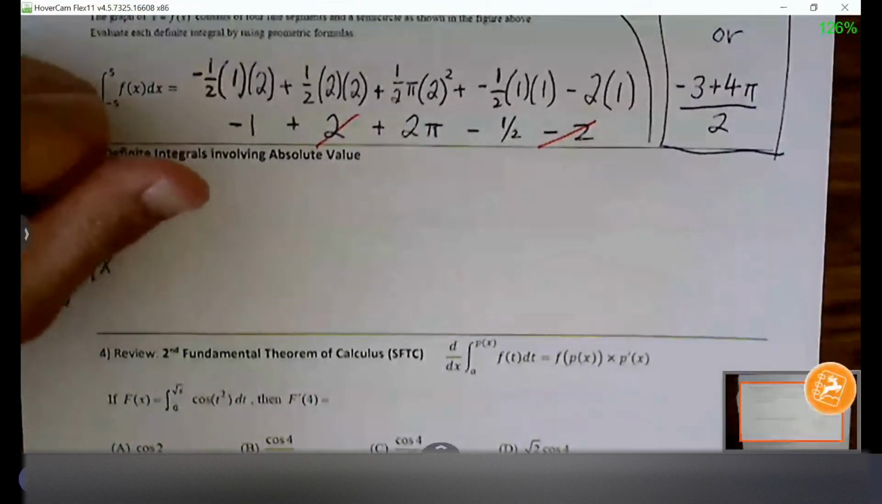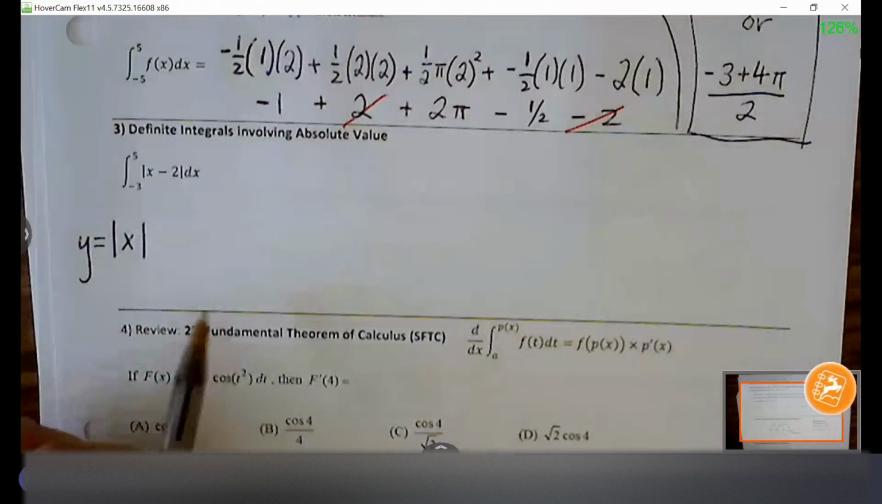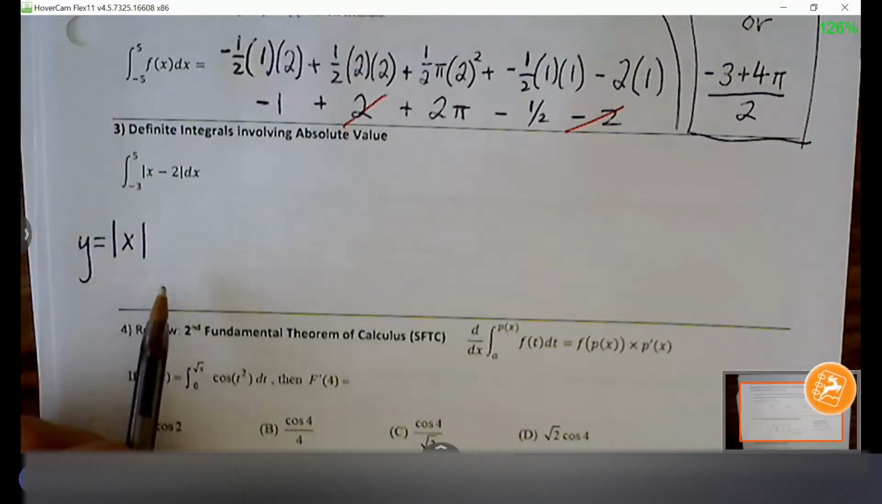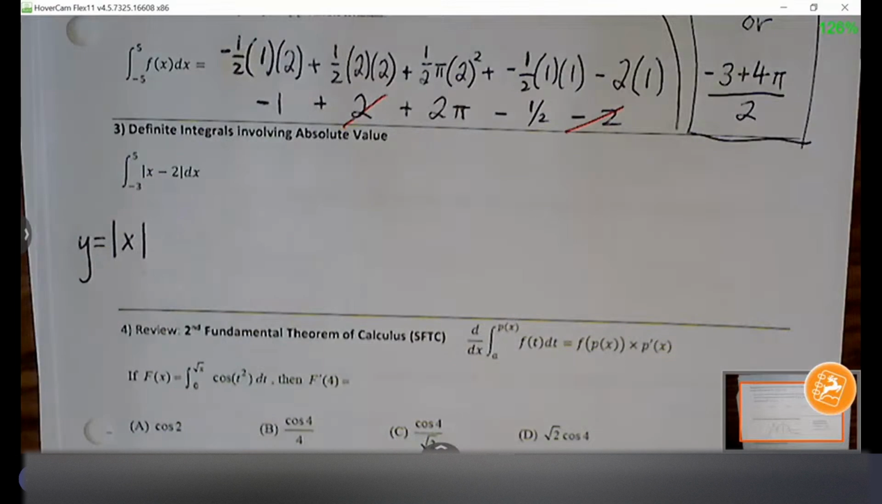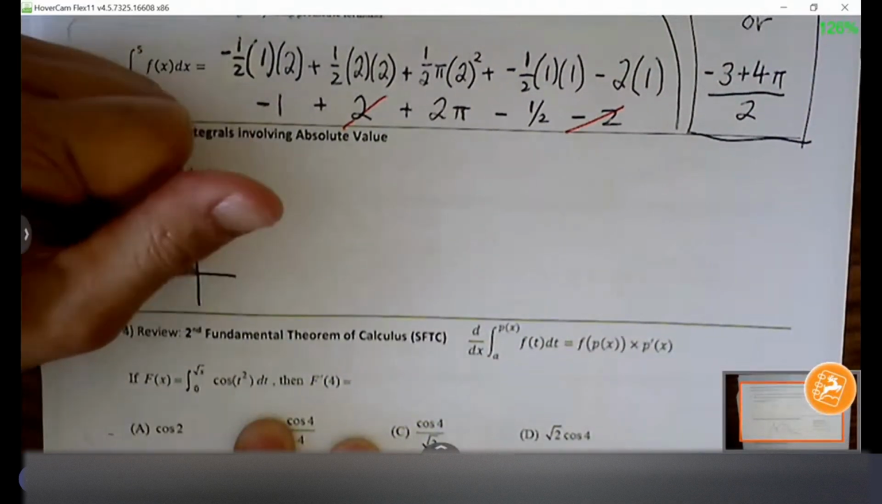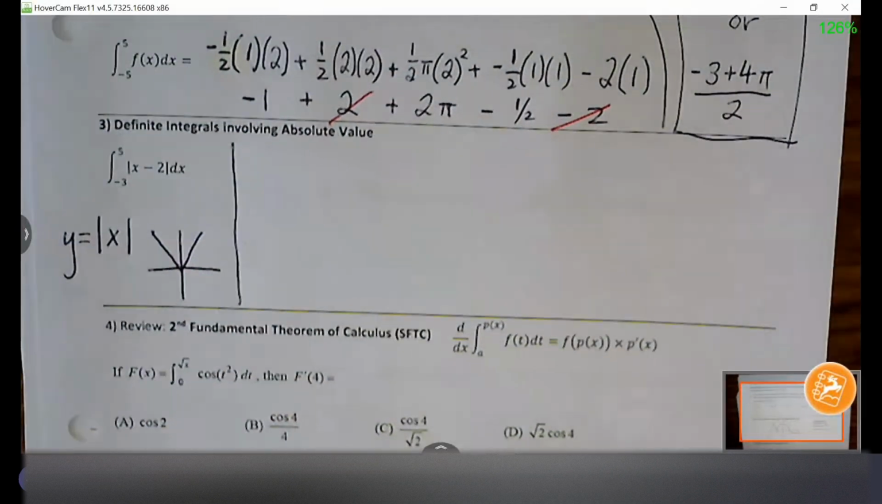What do you guys know about the shape of absolute value of x? What does that look like? Anybody remember that shape? Yeah, V, right? V shape. Either V right side up or V upside down. So here, absolute value of x is just a V with a vertex right at 0, right? So just a reminder. And because of those straight diagonal lines, it's going to lend itself to a nice geometric shape that we can use.